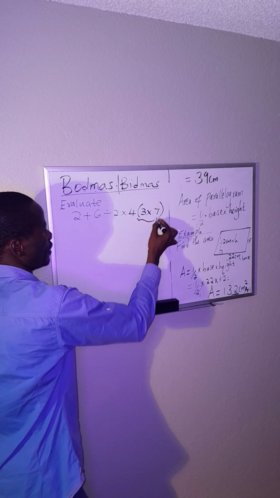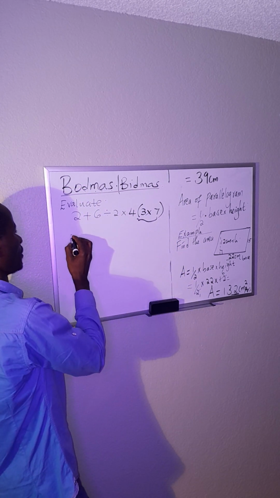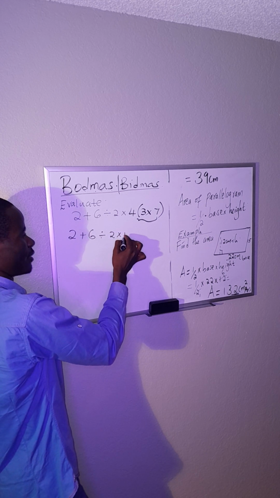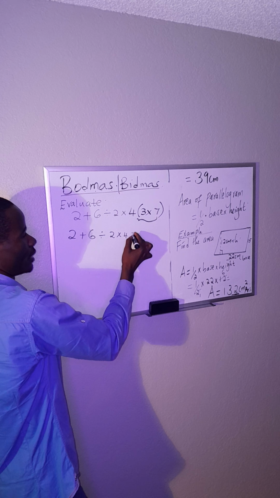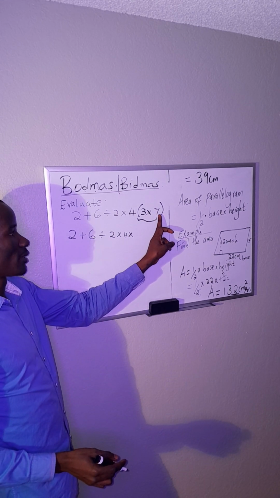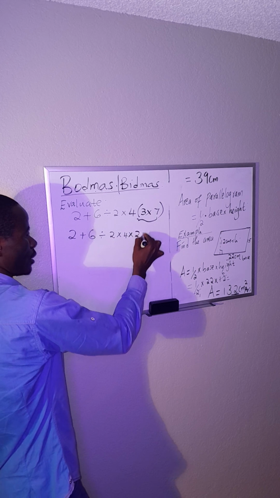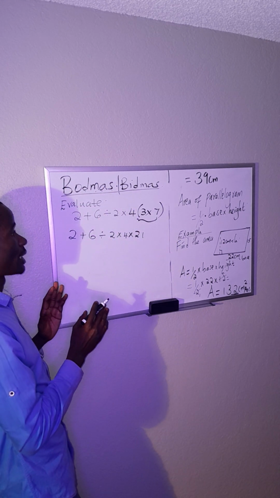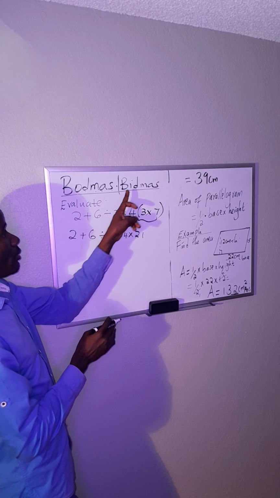What is the solution for this? When you are solving that, you will have 2 plus 6 divided by 2 times 4. Here, since there is no sign, it is multiplication. What is the answer from the bracket? 3 times 7, 21. You put here 21. So we are done with B for BODMAS. You solve them in stages. Do you have "of"? No. Do you have I? No.